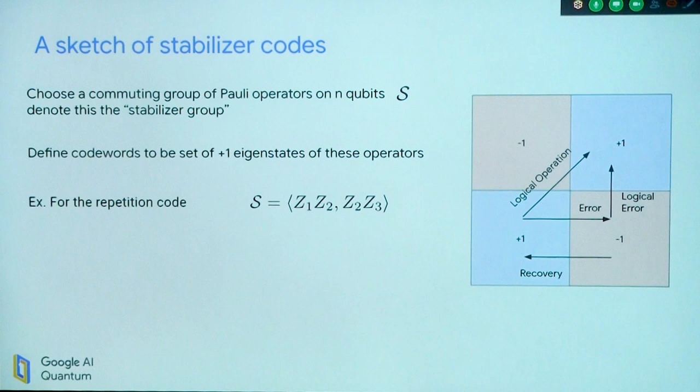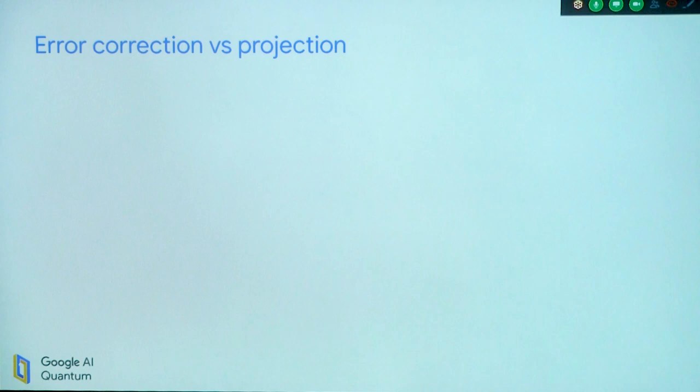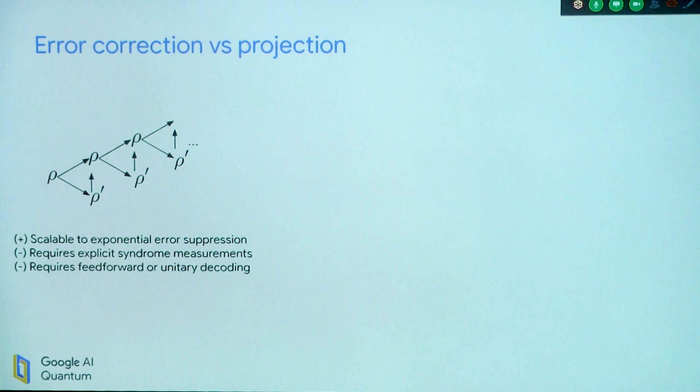For example, in the repetition code that I showed you, this was the stabilizers. And you have some set of logical operators that generalize the idea of a bit flip. In general, coming up with ways to operate on these codes can be quite challenging, but I'm going to focus on just protection of information for now. So as I mentioned, error correction is this powerful tool that convinced a lot of people that quantum computing might be a viable area to pursue.